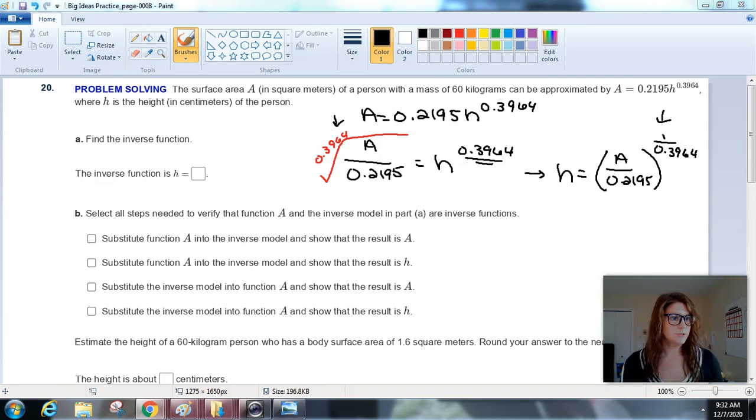Again, just to double check that things are inverses, you would substitute a into the function and then the function into a. So it's these two. You've got to plug them both in. And again, we're not looking for x in the word problems because there's no x in these. So we're looking for the other letter.